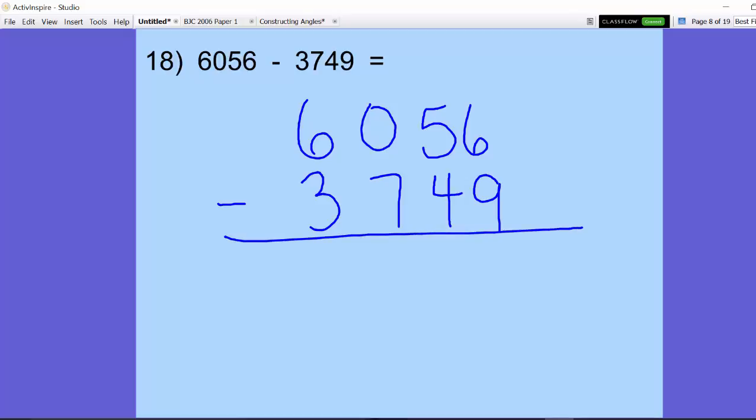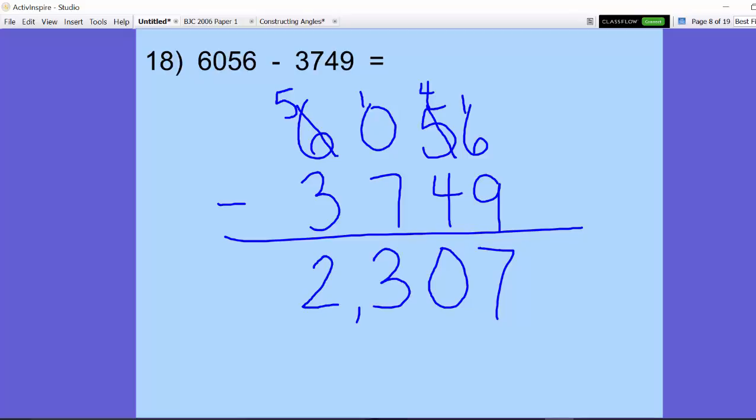Now we can't take 9 from 6, so we're going to have to borrow from the 5. When you borrow 1 from 5, this becomes a 4, and it carries over to the next column. So the 6 now is 16. So 16 minus 9 is 7. Getting ahead of myself here. 4 minus 4 is 0. Now we can't take 7 from 0, so we're going to have to borrow from the 6. Borrowing 1 from the 6 becomes a 5, and the 0 becomes 10. 10 minus 7 is 3. 5 minus 3 is 2. So our answer is 2,307.